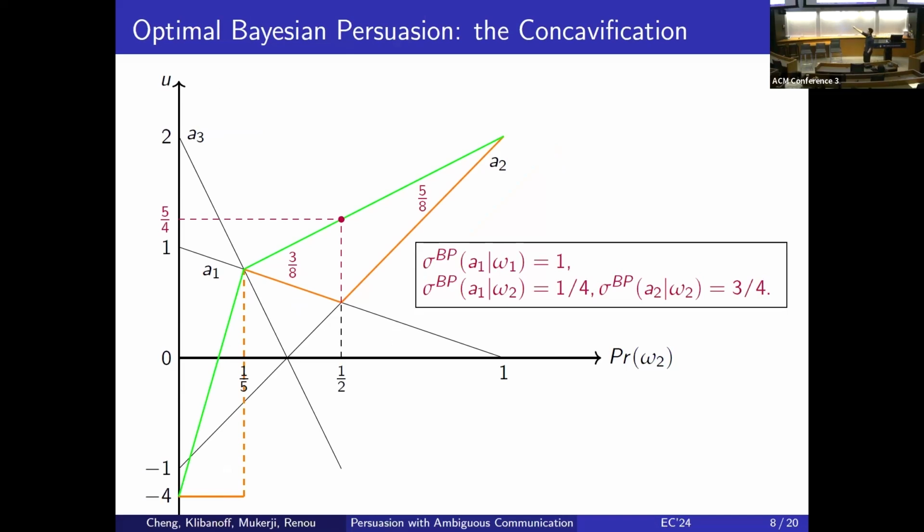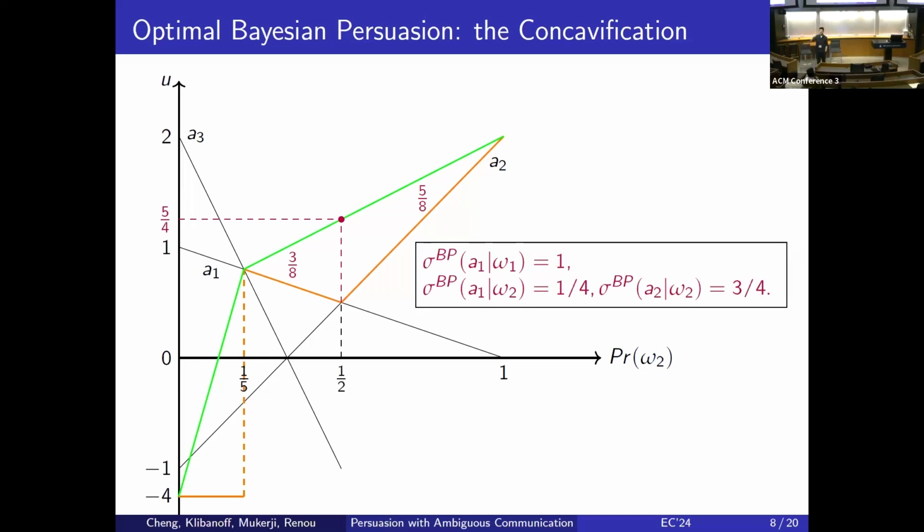Because the prior is 1/2, you can just read off what is at 1/2, and that point is the value of optimal Bayesian persuasion, and it can be achieved by the following experiment, which we call sigma BP. So sigma BP recommends action A1 in omega-1 for sure, and in omega-2, it recommends action A1 with the probability of 1/4 and recommends A2 with the probability 3/4. So once the receiver observes the recommendation of A2, they know that the state is omega-2 for sure, so A2 is optimal.